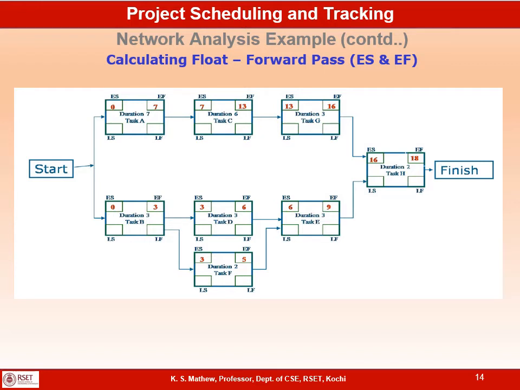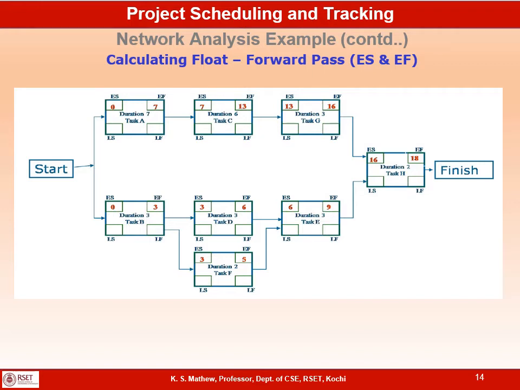Now let us look at task E. Task E depends on both tasks D and F. So task E can be started only after completing both tasks D and F. The early finish of task D is 6, and the early finish of task F is 5. So what would be the early start of task E? Task E can be started only after D and F are complete. So the early start of E will be the highest of the early finishes of D and F.